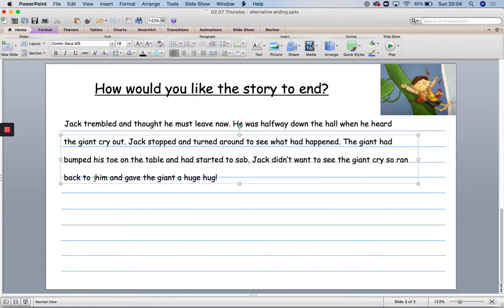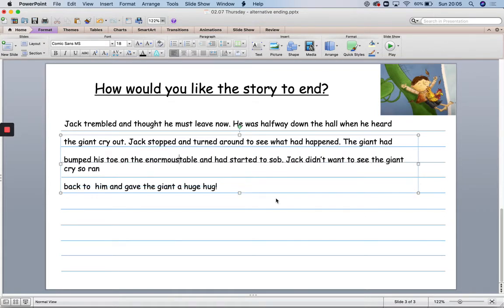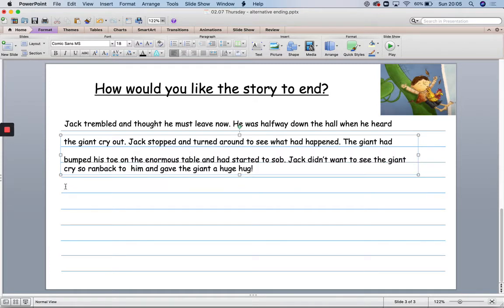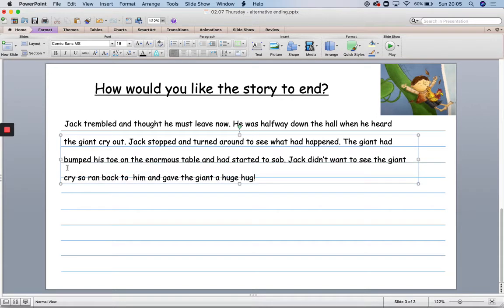Now, having a little look through, check my spellings were all correct. What could the giant have bumped his toe on? Maybe it could be on the enormous table. I'm putting an adjective in there. Jack didn't want to see the giant cry, so he ran back and gave the giant a huge hug.